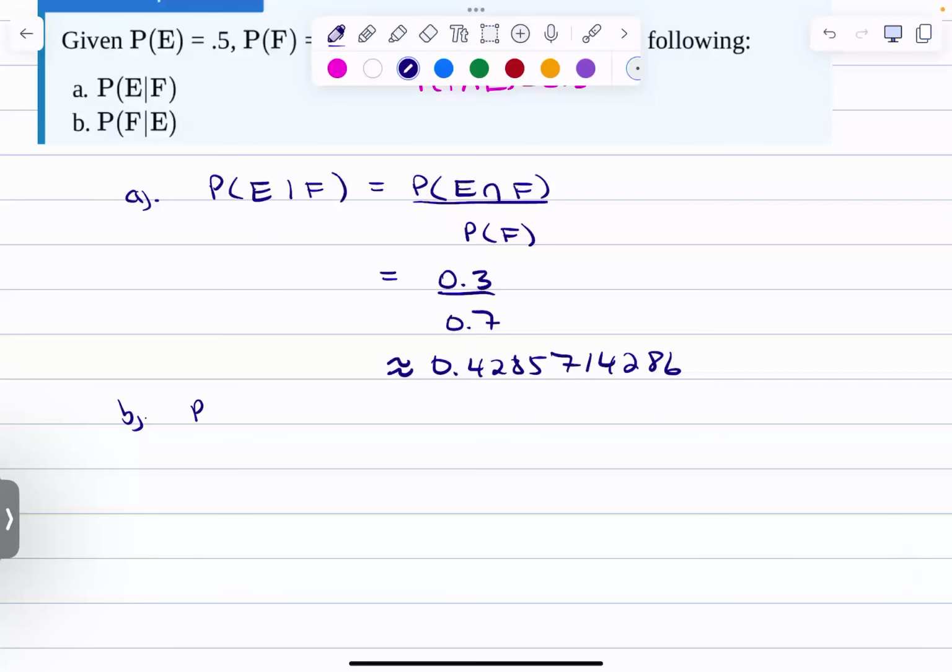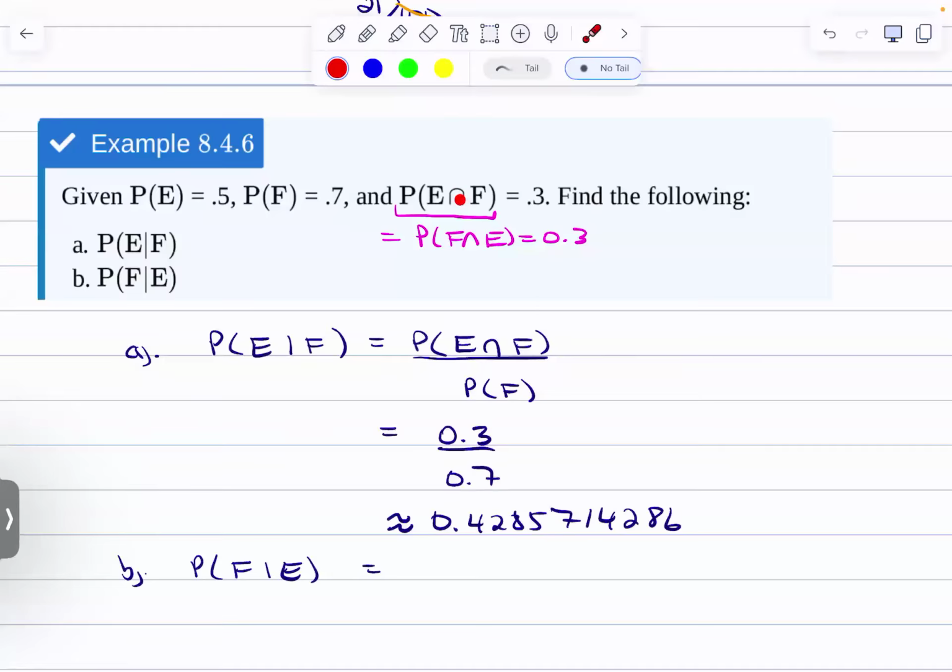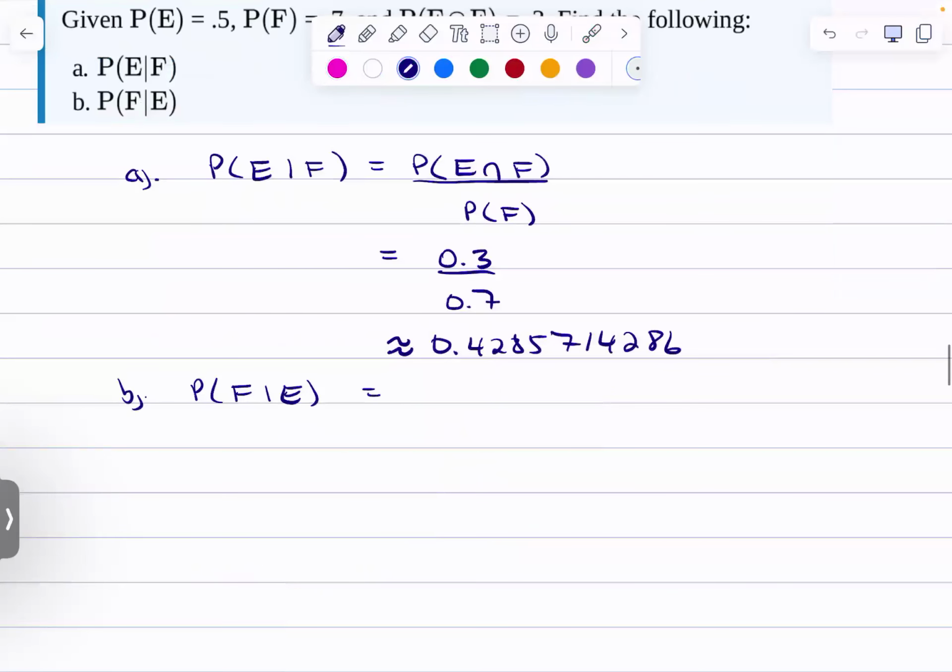Versus the probability of F given E. If you read it, it would be the probability of F and E divided by the probability of E. And that's where you might get stumped just briefly, because I don't have the probability of F and E, but you do, because they're interchangeable inside. All right. And so here, the probability of F and E over the probability of E.